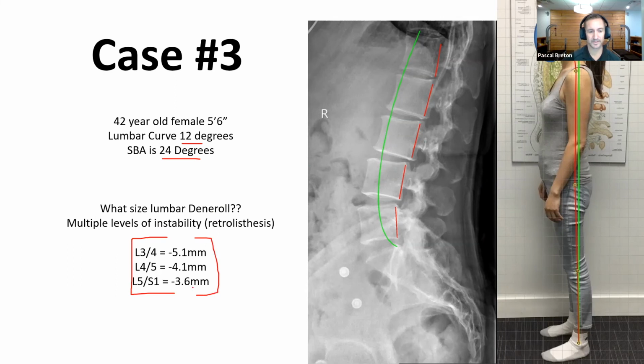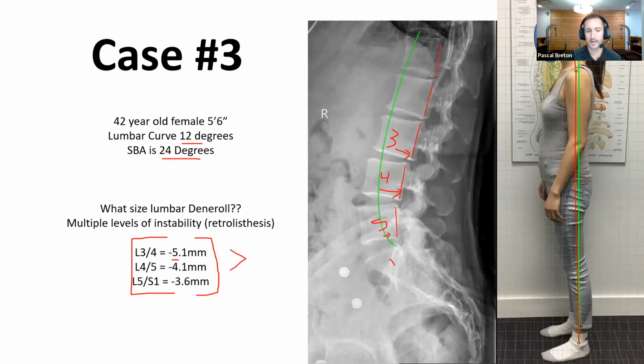A retrolisthesis, I'm sure all of you know, is when one bone slips backwards over top of the bone below. So in this case, I'm seeing a retrolisthesis at L3-4, 4-5, and 5S1. So in other words, bone number 3 is shifting backwards over top of number 4, 4 is backwards over top of 5, and 5 is backwards over top of S1. And they're pretty substantial, 5.1 millimeters, 4.1, and 3.6.